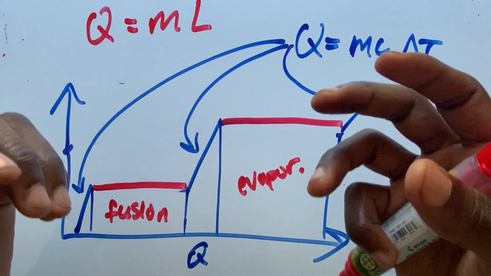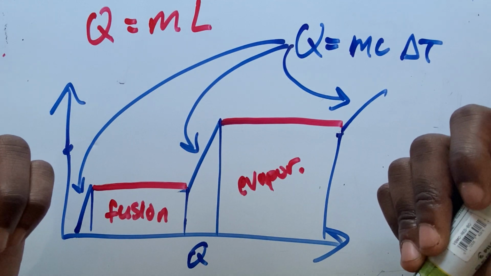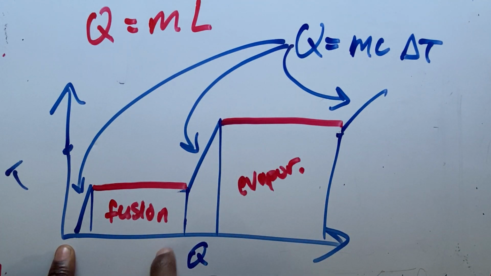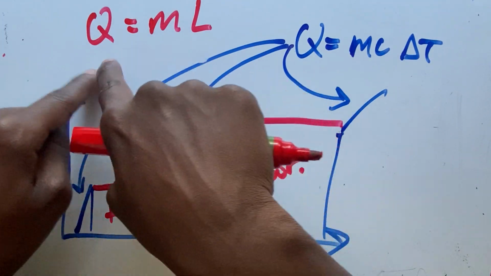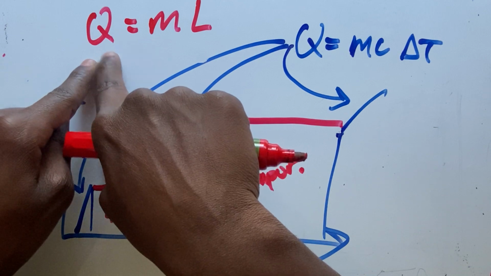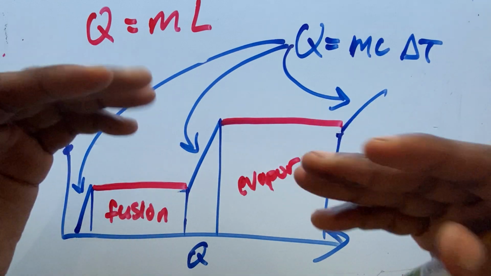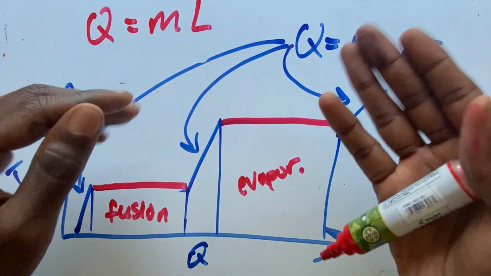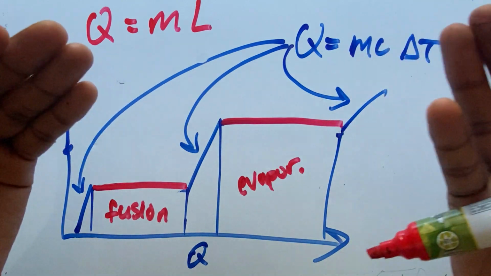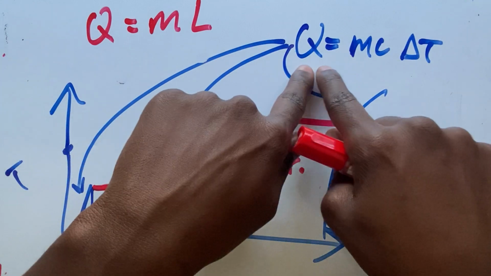So basically, if we have some mass of ice, right, and we want to melt this ice, so we need fusion. This equation here would tell us how much heat we need to completely melt the ice. So whenever there's a change in phase, this is the equation that we use. Whenever we're just changing the temperature of that phase, so if we're just increasing the temperature of some water, then we use this Q.